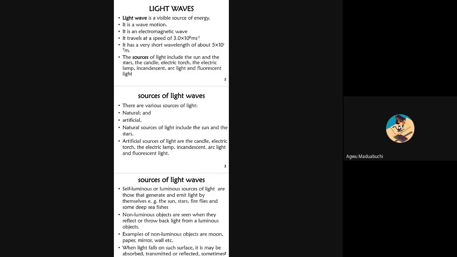The reason why we are going through this slide is because the principle that they will ask you to use, your likely question, is coming from refraction of light. So that's why I'm going through all this again with you. Next slide. Sources of light waves. When light falls on luminous surfaces, it may be absorbed, transmitted, or reflected. Sometimes a combination of the above processes may occur.